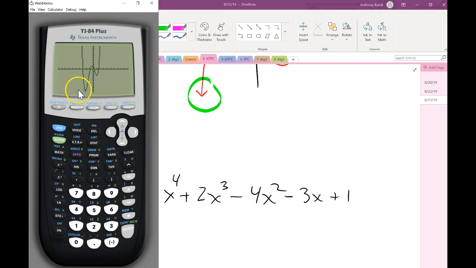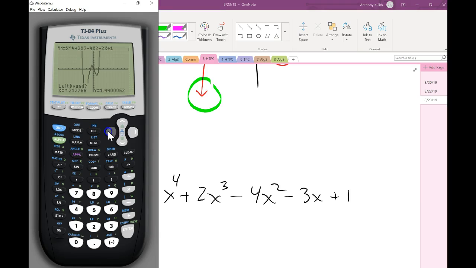If I wanted to say find this point, this is a minimum, right? Everybody agree? In fact, it's a global minimum because it's the lowest of the lows. To find that, I can press second and trace. And which command do you suppose I want there? Minimum. So to use the minimum, the calculator is going to ask me a couple of questions. It's going to ask me first for a left bound. So what it wants me to do is move my cursor left of the minimum that I'm looking for.